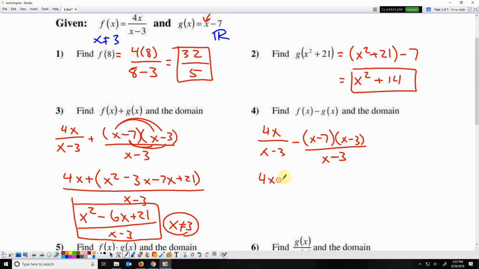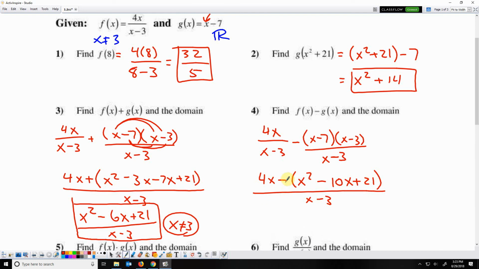So 4x minus, and we've already multiplied x minus 7 by x minus 3 right here. And we got this, x squared minus 3x minus 7x plus 21. So that's x squared minus, and then minus 3x and minus 7x is minus 10x plus 21, all over x minus 3.